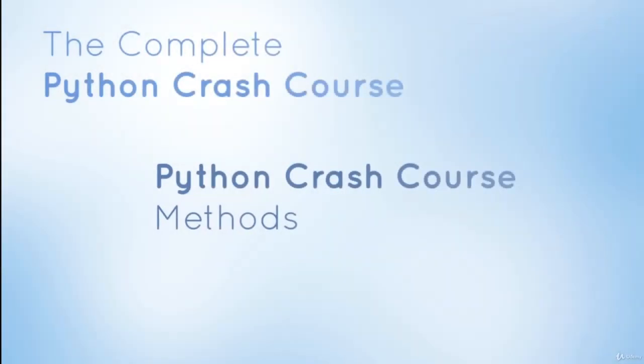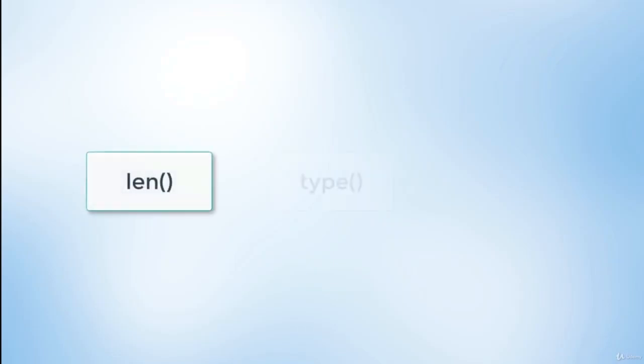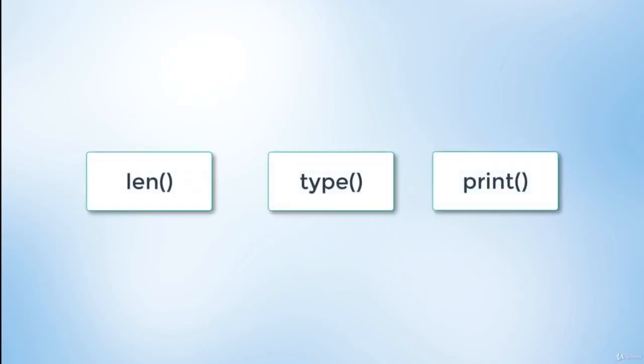Welcome to lesson number 6 of the Python crash course. Hope you're doing well. In this video, we'll be looking at built-in methods. Previously, we've looked at built-in functions. Functions like length, type, and print. All of these are functions. They accept argument or arguments inside of their parentheses.